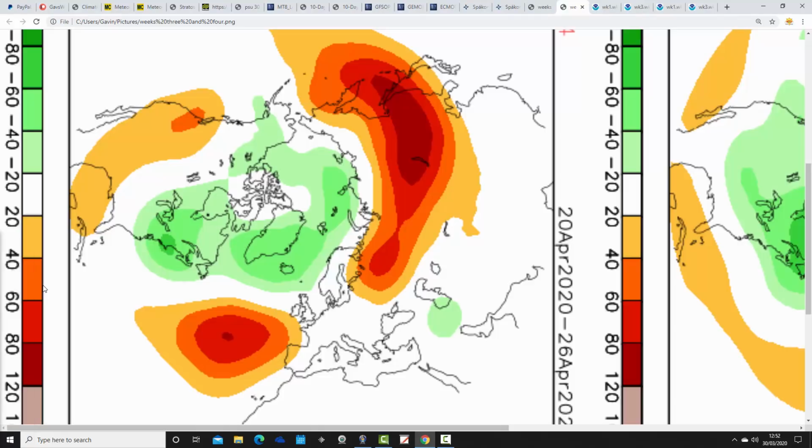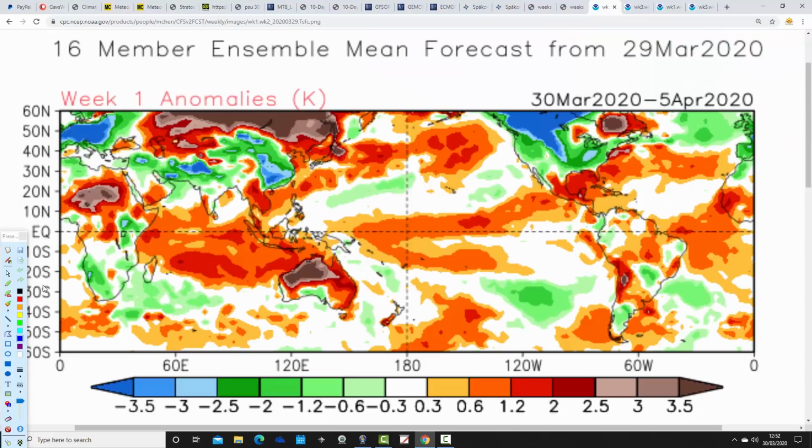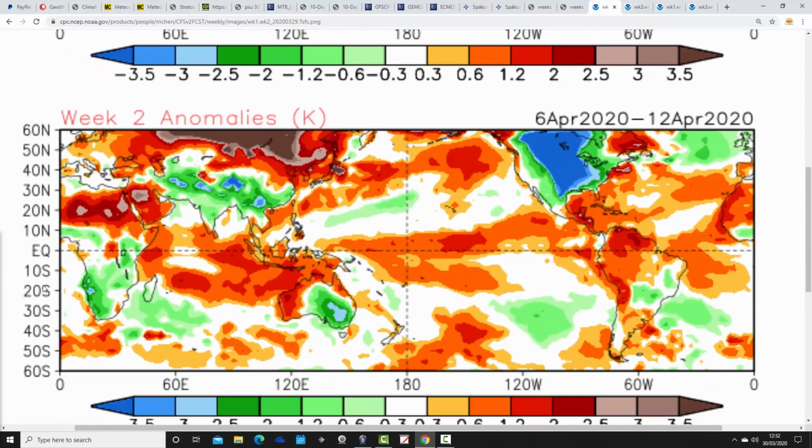And then week 4 is the 20th to 26th of April, with low pressure up to the north, high pressure to the southwest, winds in from the west, should be relatively mild, but perhaps turning a little bit more unsettled in that week. Temperature anomalies of CFS V2 for week 1, 30th March to 5th of April, are colder now, because you've got more cold days to come.